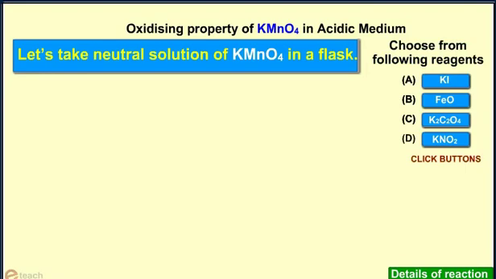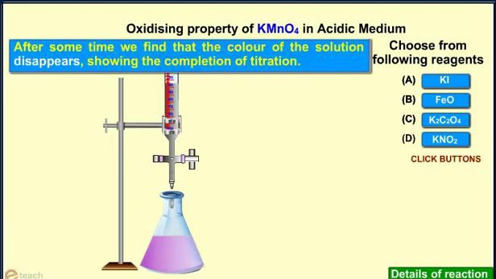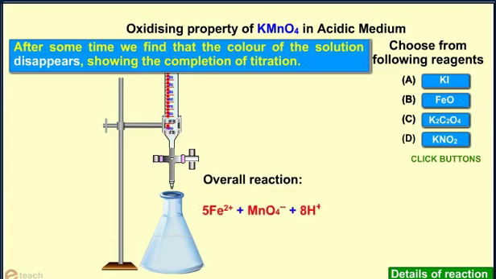Let's take KMnO4 in a conical flask. Then let us take FeSO4 solution in the burette. After some time, we find that the color of the solution disappears, showing the completion of titration. The overall reaction is 5Fe2+ + MnO4- + 8H+ gives Mn2+ + 4H2O + 5Fe3+. For details of reactions, roll over the mouse on details of reaction.